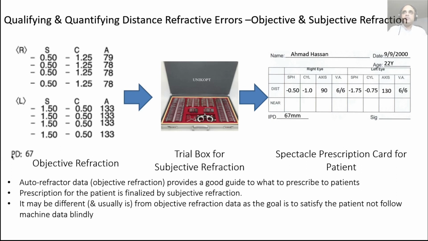And IPD, or interpupillary distance, must be mentioned as it is here. The goal is to satisfy the patient and not follow the machine data blindly. Do not follow the machines blindly. You know what happens if you follow machines blindly. iRobot, the Matrix. Okay, so the differences are highlighted, as we've already talked about these.